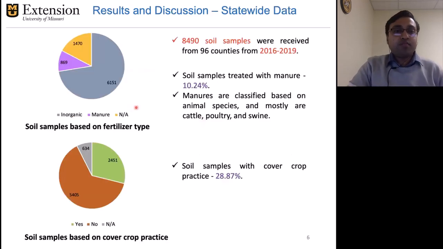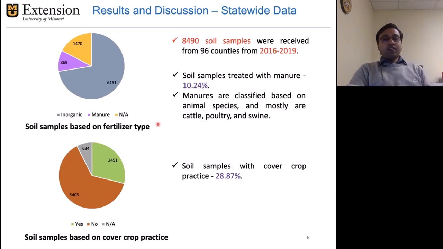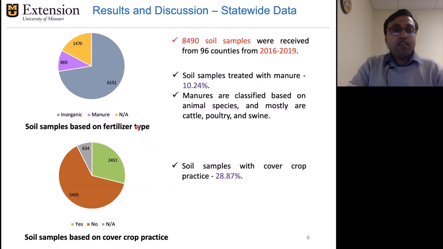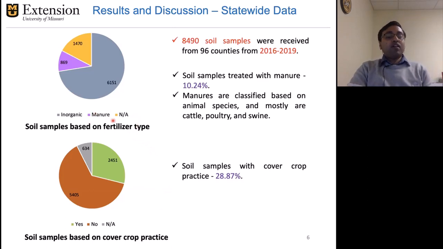You can see here two pictures. The first one is soil samples based on fertilizer type. We collected soils from 2016 to 2019, and we have a big set of soil samples, almost 8,500. We separated them based on fertilizer type and cover crop practice. When I'm talking about fertilizer type, there are three types: inorganic, manure, and not applicable. That means there is uncertainty in fertilizer application, so I didn't include this one in our statistical analysis. However, we can see around 10% of samples received manure.